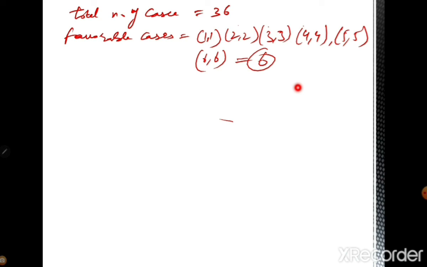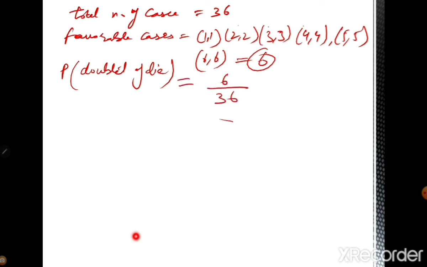So now you have to find the probability of getting a doublet. How do you write it? P of doublet of pair of dice, you can write in short. So P of doublet of dice is what? Favorable cases upon total number of cases. 6 by 36. So 1 by 6 is your probability. Okay, this is the first part of question number 16.